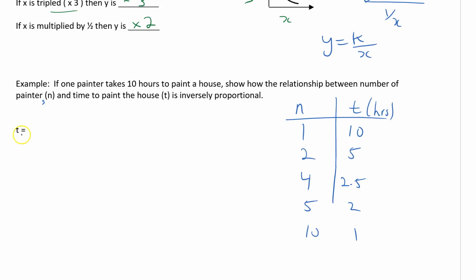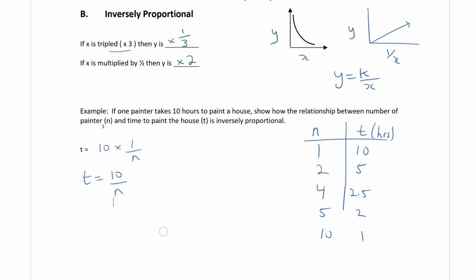So here I could say if t is the number of hours, it's going to be equal to 10 multiplied by 1 over n, or another way of writing it is t is equal to 10 over n. So you can see how this relationship looks just like my y is equal to k over x, right? So I could go back over here and I could show that here. This would be my n, my number of painters, and this is t, the time.